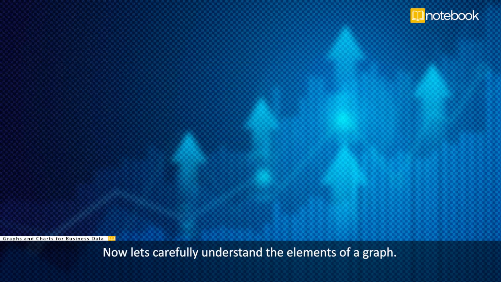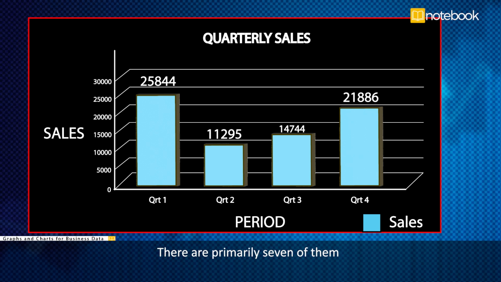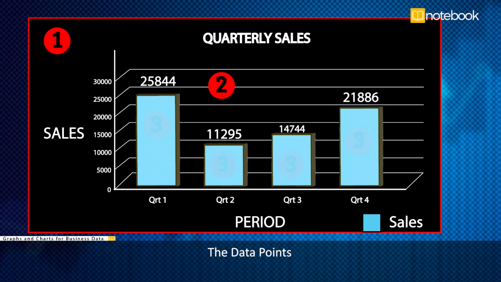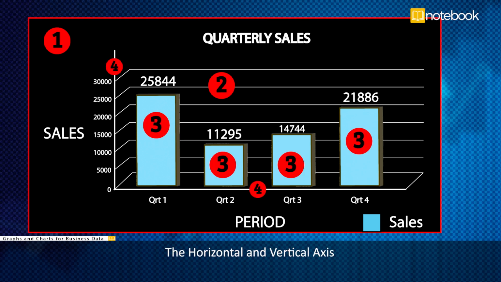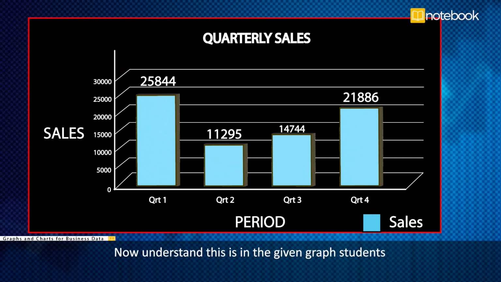Now let's carefully understand the elements of a graph. There are primarily 7 of them: the chart area, the plot area, the data points, the horizontal and vertical axis, the legend, the chart and axis titles, and a data label. Now understand this in the given graph, students.